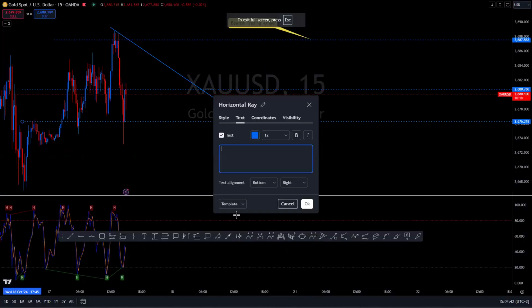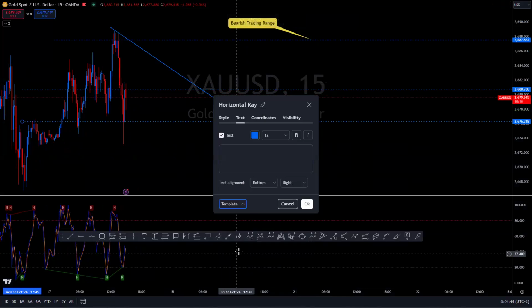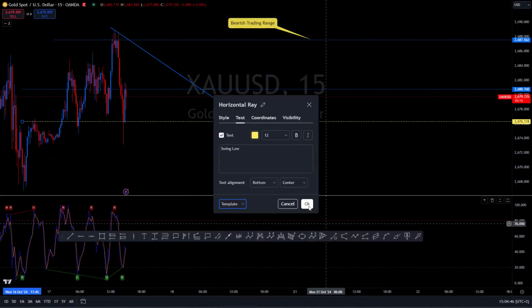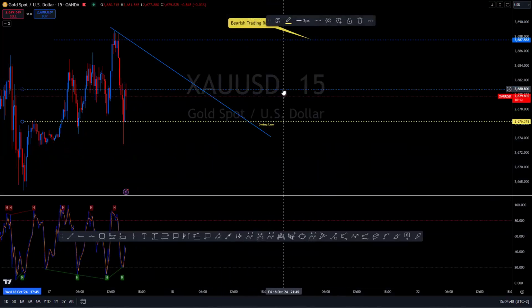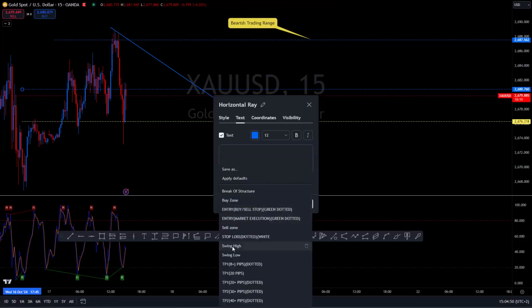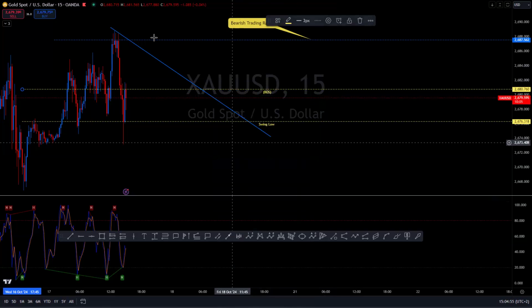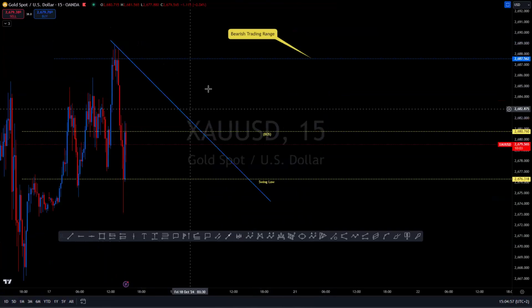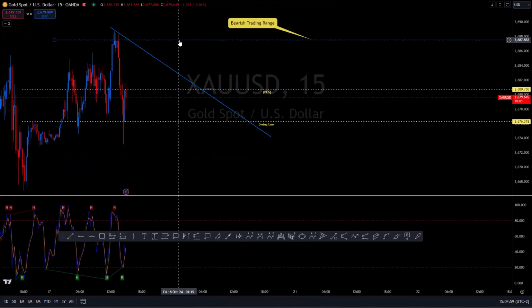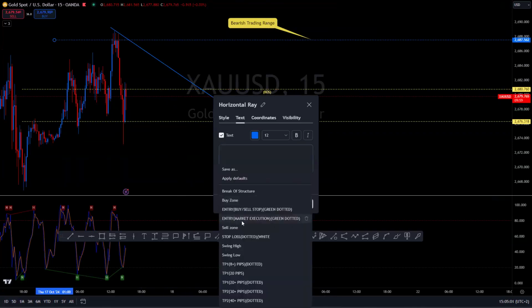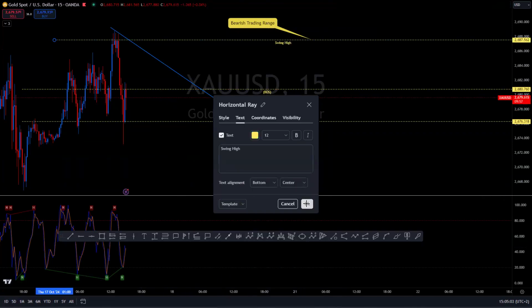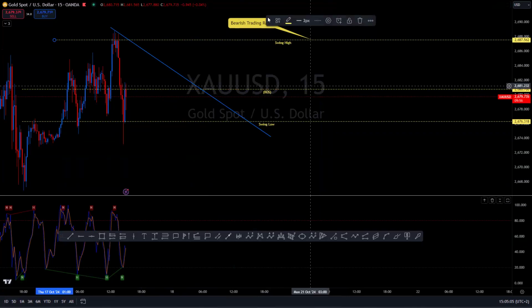So we're going to go ahead and label these trading ranges. So this is our swing low. This is our swing high. And then, sorry, breaker structure. And then this is our swing high here. Okay.